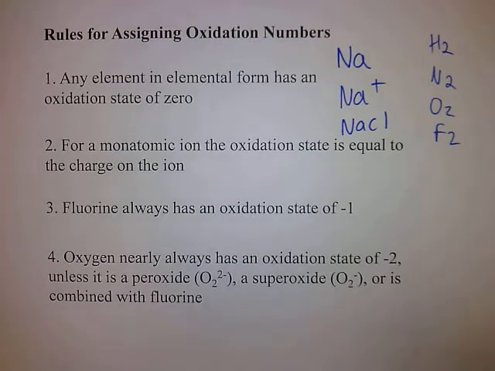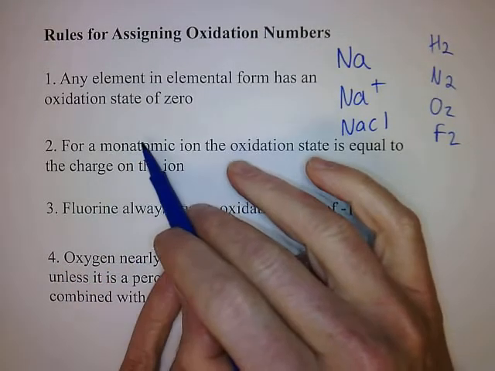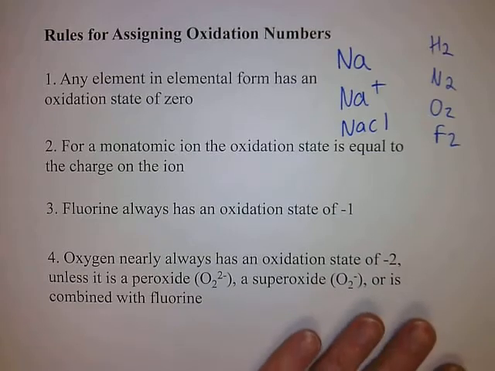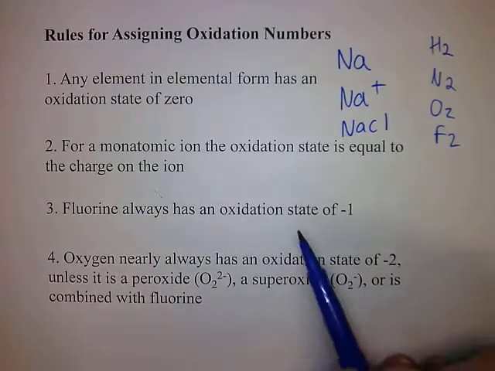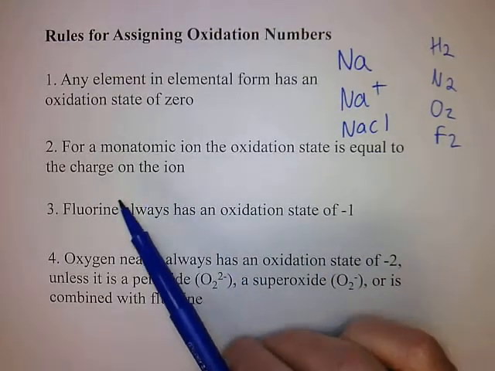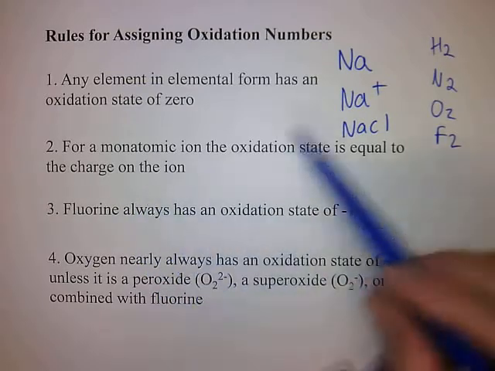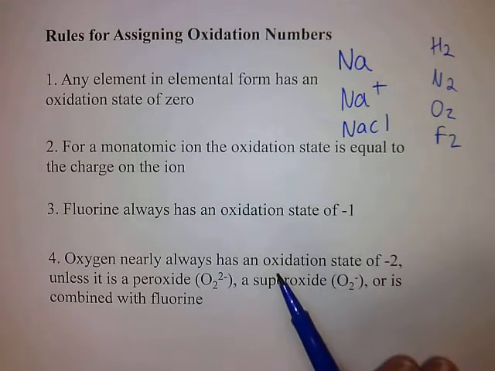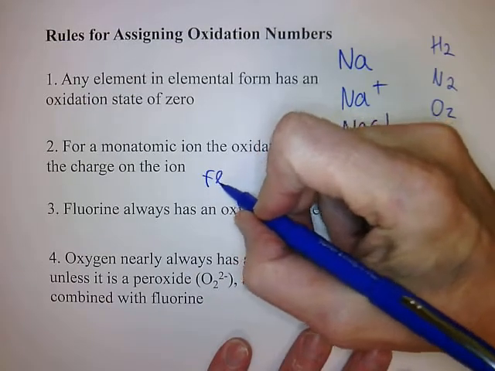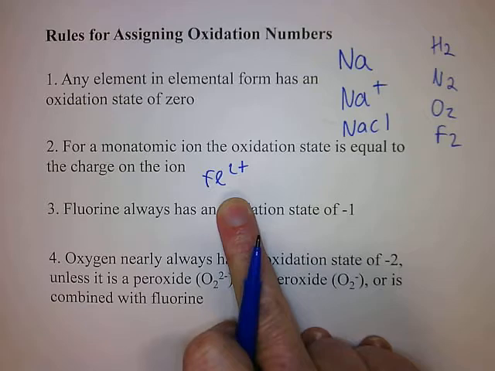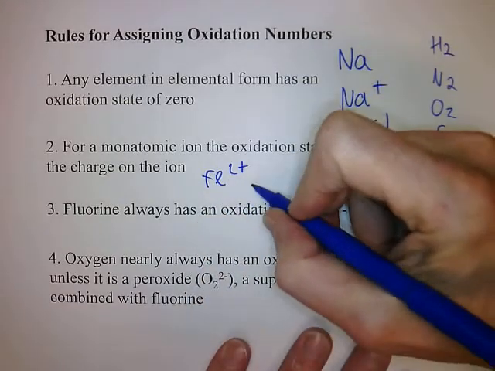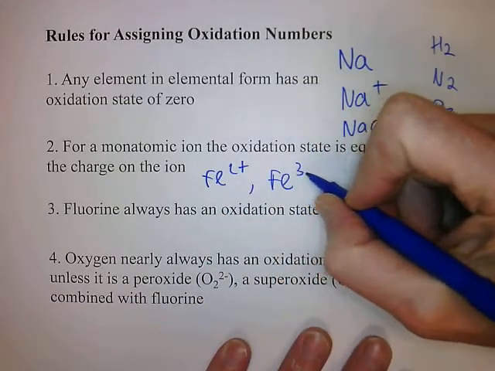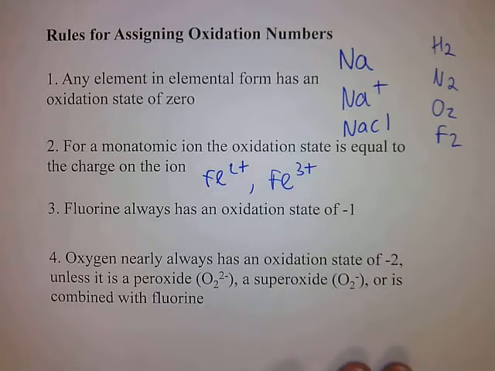Rule number 2: for a monatomic ion, the oxidation state is equal to the charge on the ion. For example, for Na plus, the oxidation state is +1. For iron 2 plus, the oxidation state is +2. For iron 3 plus, the oxidation state is +3, and so on.